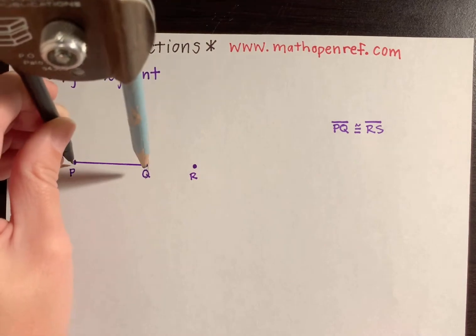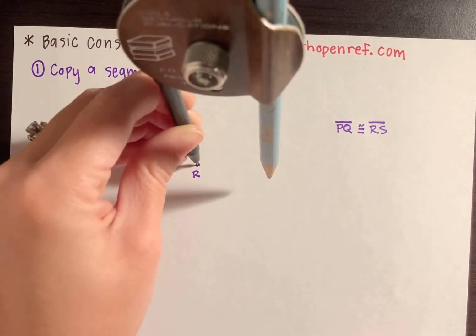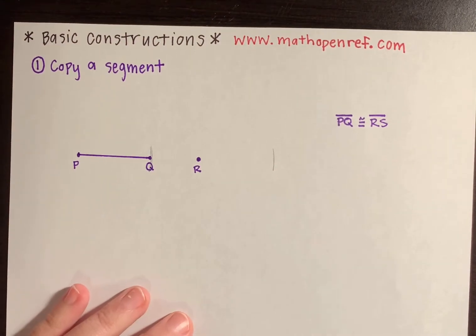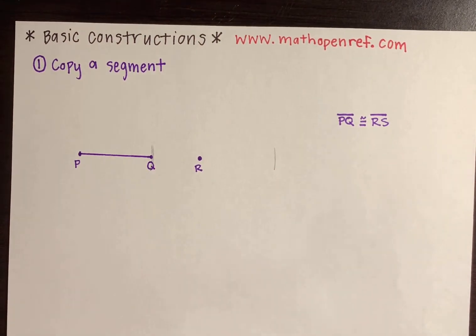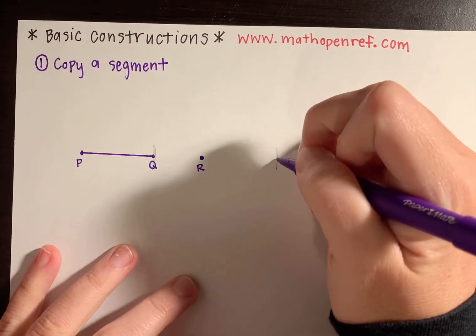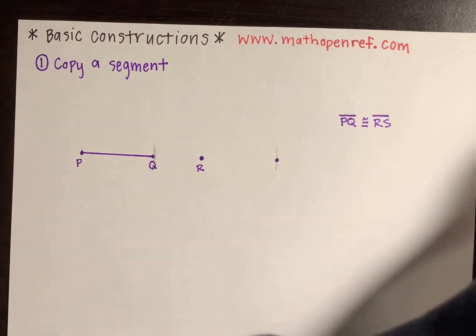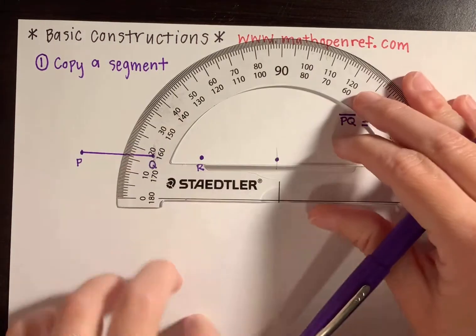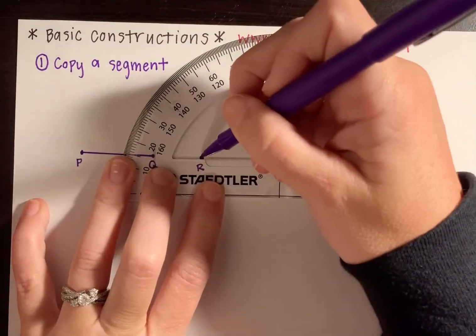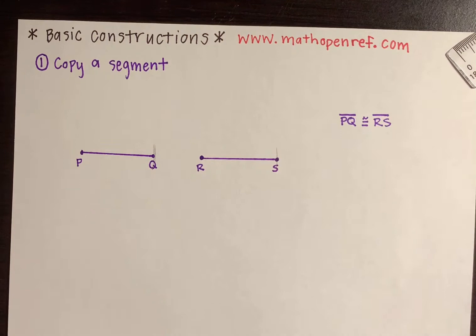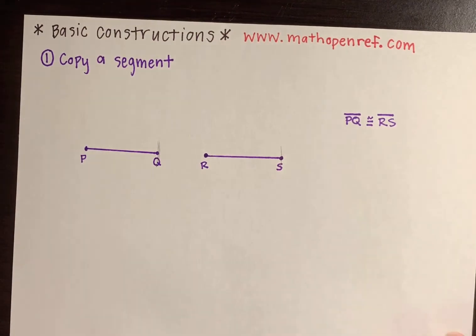So anyway, got the width of PQ, so I'm going to go over to R, and I'm going to draw an arc. It does not matter where on the arc you put the dot S. Notice every single place on this arc is the same distance away from R as Q was away from P. Then you'll grab your straight edge. You'll connect the 2 dots. I'm going to go ahead and label S here. And I just copied the segment. PQ is congruent to RS.